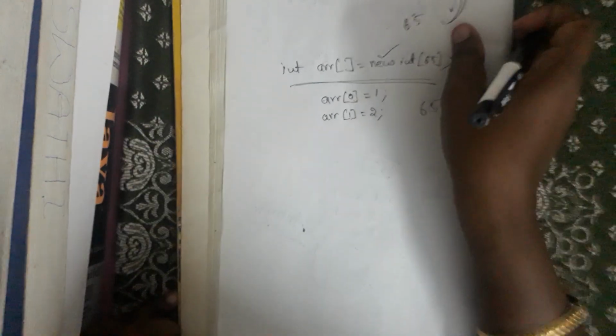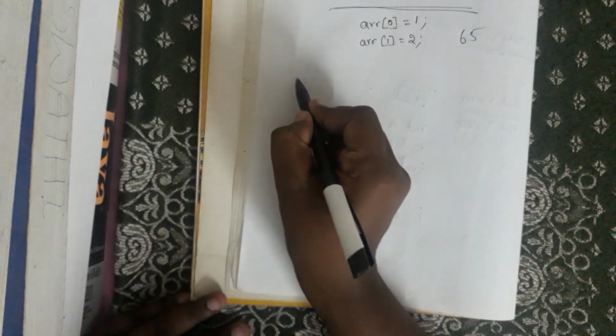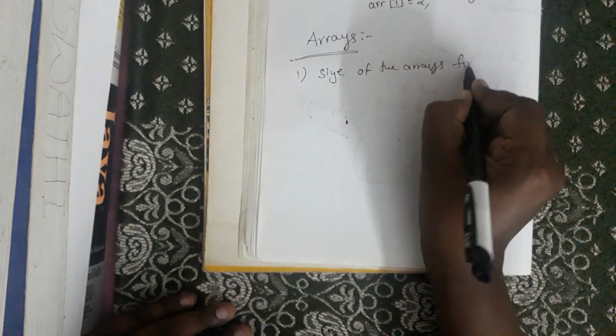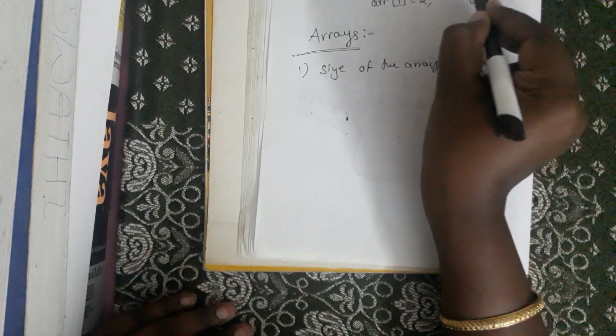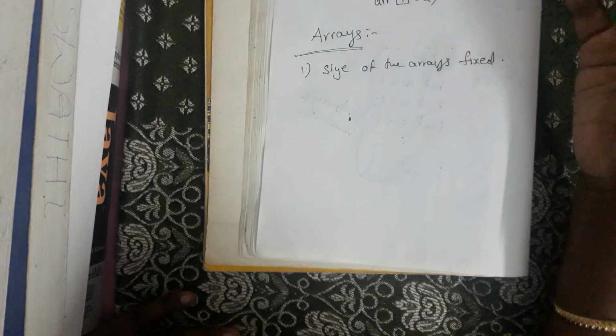But there are also some limitations with these arrays. Now we'll see what limitations there are in using arrays. The first limitation of using arrays is that the size of the array is fixed. Suppose I have declared an array which can store 65 elements, then is it possible for me to add one more element to that array? Rather than 65, I want to store some 66 student IDs into the array. Is it possible? It is not possible, right?